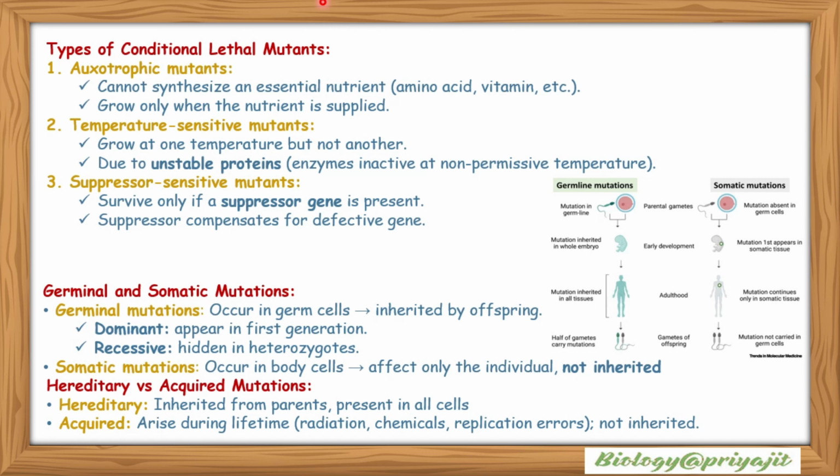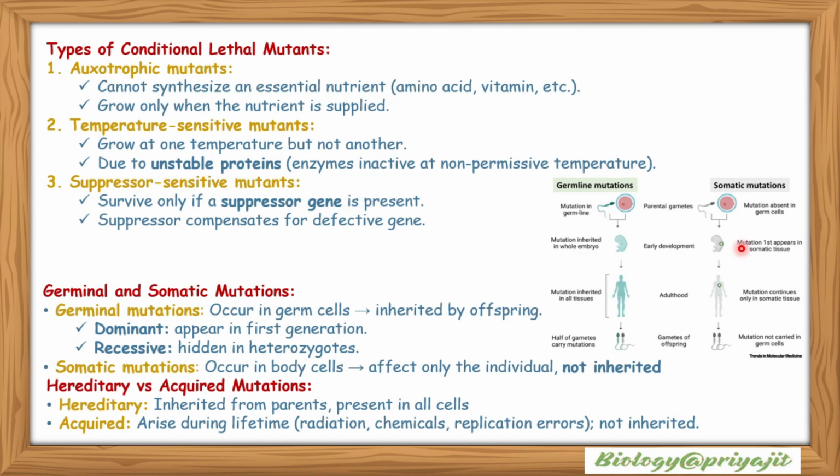Types of conditional lethal mutants: auxotrophic mutants cannot synthesize an essential nutrient like an amino acid, vitamin, etc., and can grow only when the nutrient is supplied. Temperature sensitive mutants grow at one temperature but not another due to unstable proteins, with enzymes inactive at the non-permissive temperature. Suppressor sensitive mutants survive only if a suppressor gene is present, and the suppressor compensates for the defective gene.